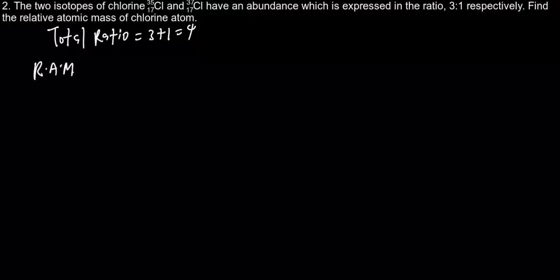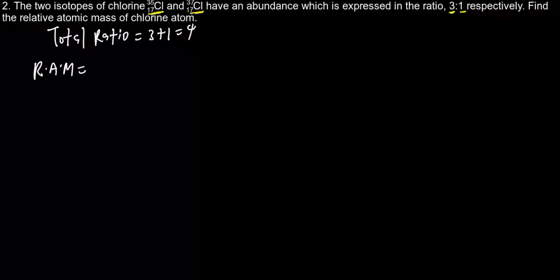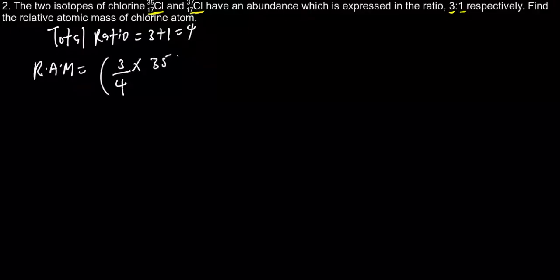Then to get the relative atomic mass is this. Take a look. This first isotope here has this first ratio here. This second isotope here has this second ratio here. Take note of that. Now let's go. How do we calculate the one for this first isotope? This is what we are going to do. Take this 3 over the total ratio 4, then multiply by the mass, which is 35. Now, did you get what I'm saying?